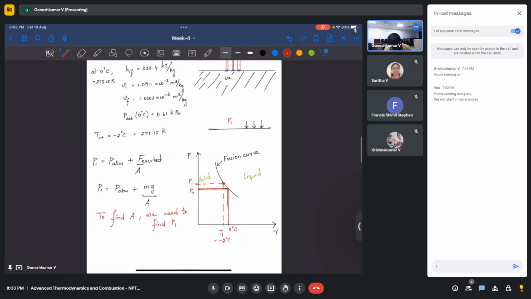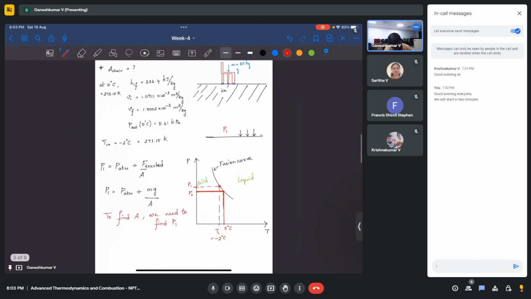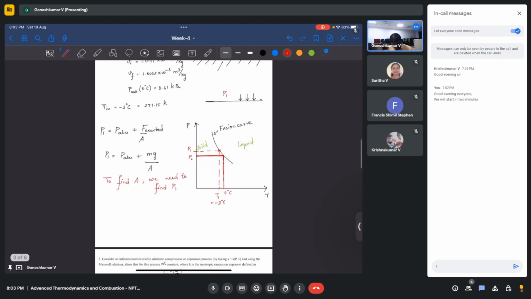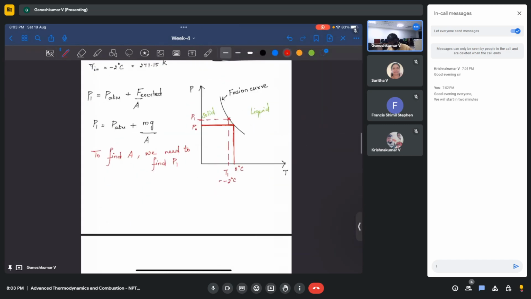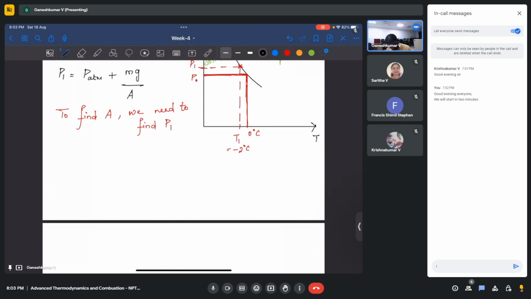Based on this given data, how can we find P1? Because we know the temperature is going to be minus 2 degrees Celsius, we can find P1. So how do we find P1? Okay, you guys are thinking too much. We already talked about this in the lecture, right? So it's going to be the Clapeyron equation. We can use the Clapeyron equation.